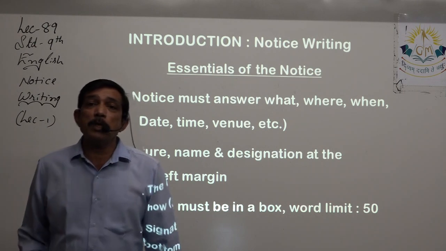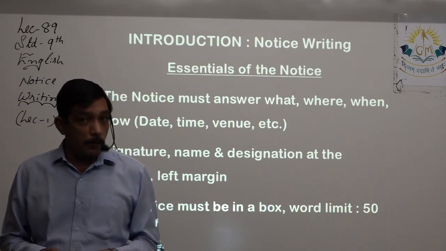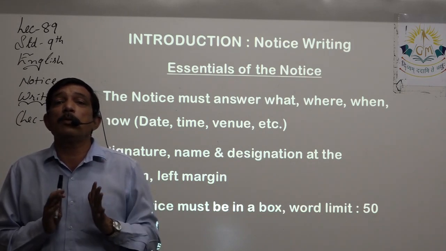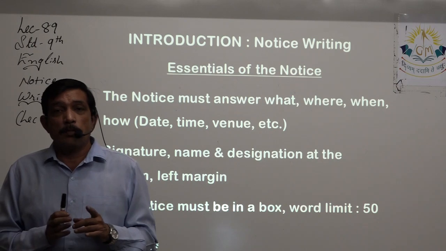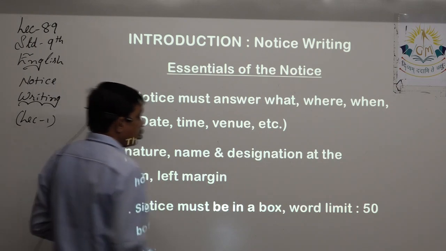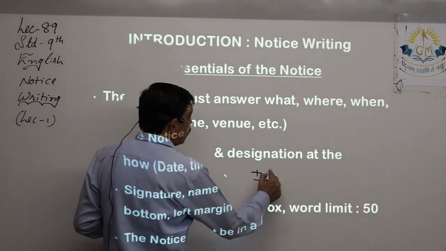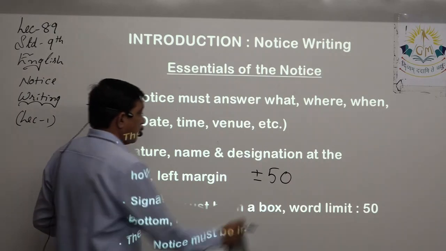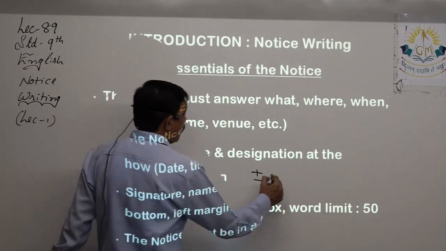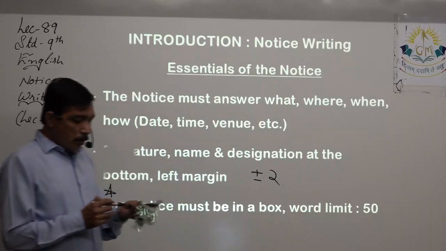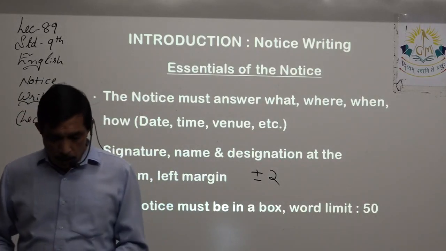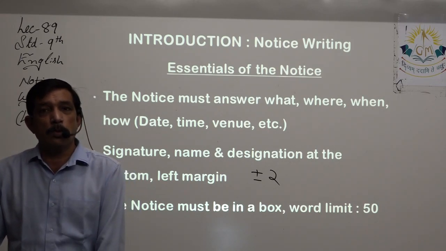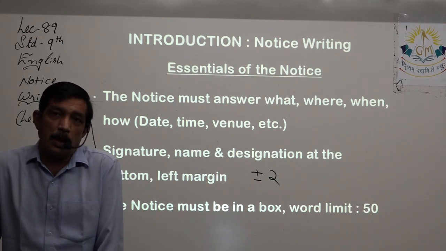Word limit will always be 50 words. Even if it is not mentioned, for class 9 and 10, the word limit will always be 50 words. Yes, 50 words means plus or minus 2. Plus or minus 2 means it can be 52 words, it can be 48 words allowed. If it is 47 that will also do, if it goes up to 53 that will also do, right?